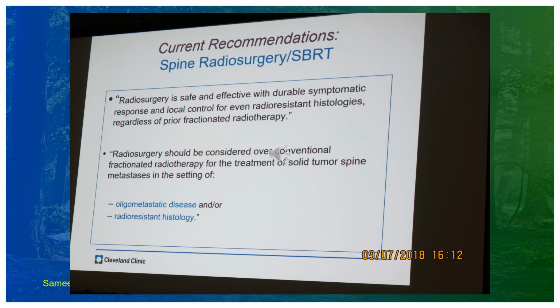SRS, spine radiosurgery, is safe and effective with a durable symptomatic response and local control for even radioresistant histologies, regardless of prior fractionated radiotherapy. Radiosurgery should be considered over conventional fractionated radiotherapy for the treatment of solid tumor spine metastases in the setting of oligometastatic disease and or radioresistant histology. So this is a major advancement in the treatment of spine secondaries.